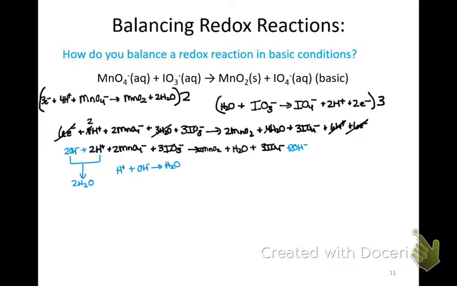And now we can rebalance our waters. So we can get rid of this one over on this side, cancel it out with one on that side, and then we can rewrite our overall reaction as water plus 2 permanganates plus 3 iodate goes to 2 manganese dioxide plus 3 IO4 minus plus 2 OH minus. So that last little step with the OH minuses, that's what makes balancing under basic conditions different.